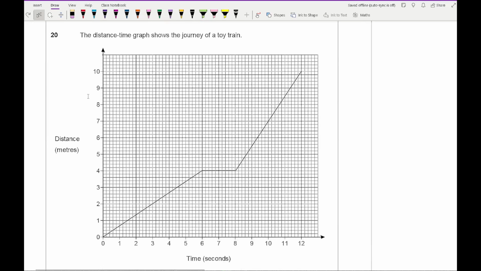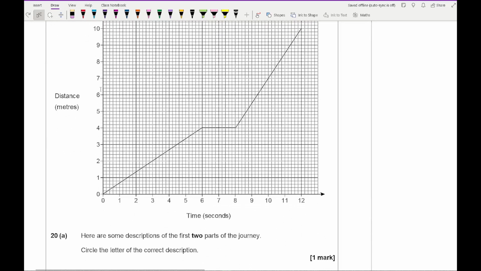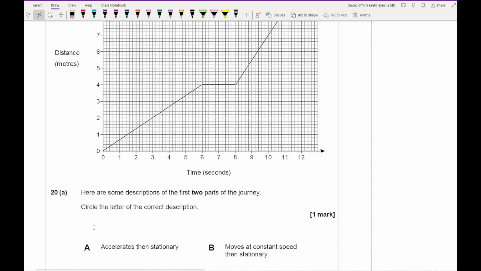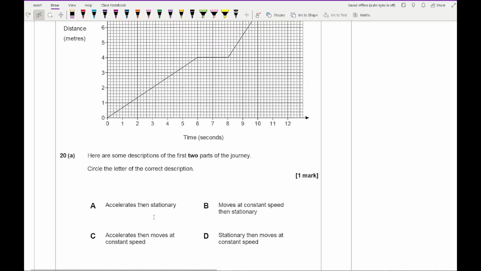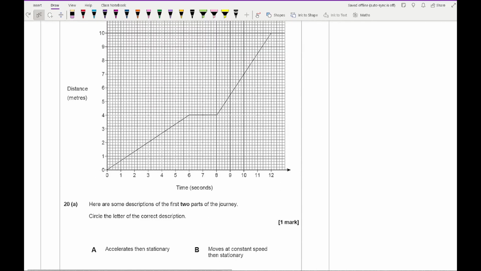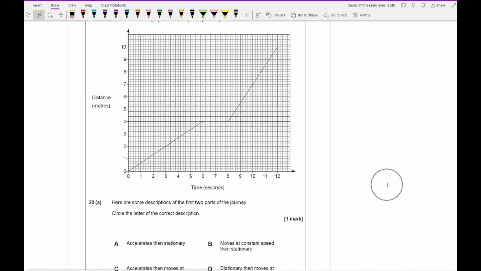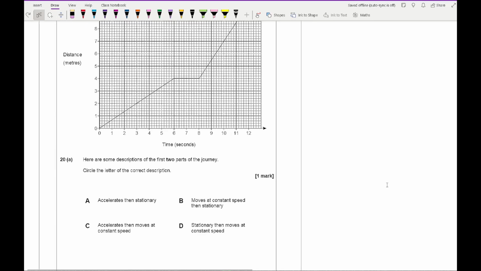It then says for question 20, the distance time graph shows the journey of a toy train. And the question is asking us for part A, here are some descriptions of the first 2 parts of the journey. Circle the letter of the correct description. For this, if I just zoom out so we can see it all, or just about. Here, the one that we want to circle, so A accelerates, then is stationary.